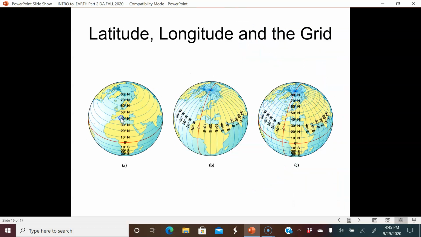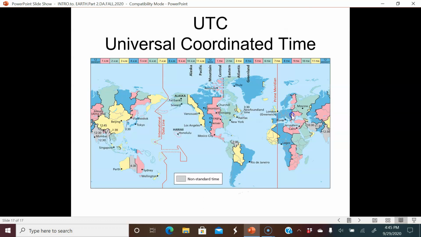All right, so we have our latitudes, our longitudes, and the geographic grid. This is a way we can locate places on the Earth. Very common way of doing it. Now, time. I was hesitant to bring this up, but I will anyway because people often ask about it. In 1884, the prime meridian was decided in a conference held in Washington, D.C.